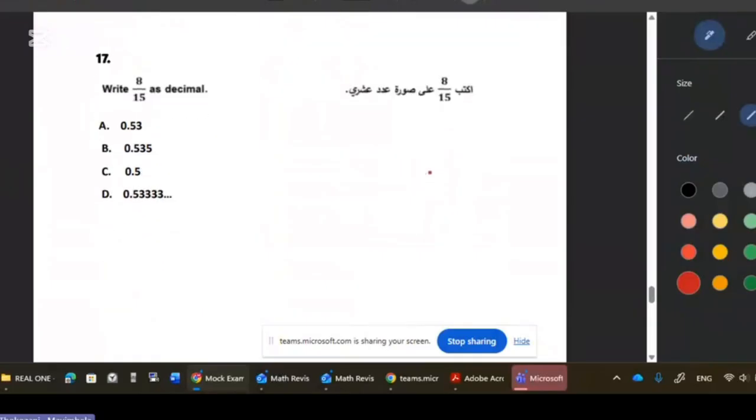This one is very important. Most boys tend to mess up this one here. All right.